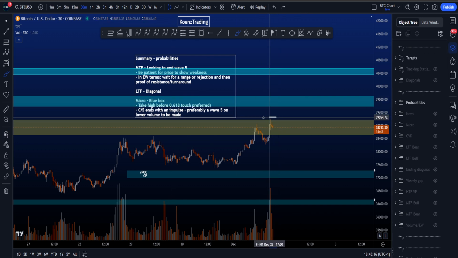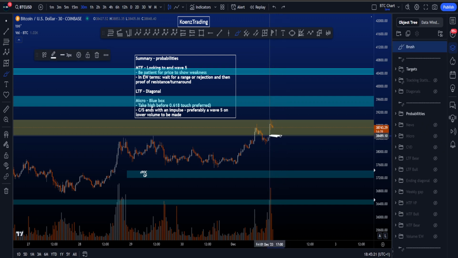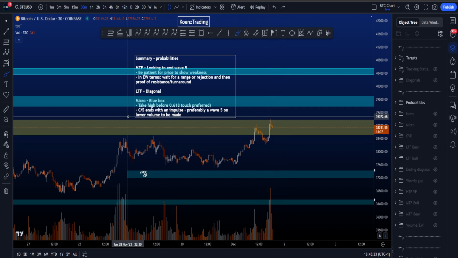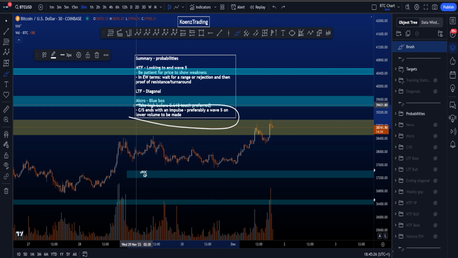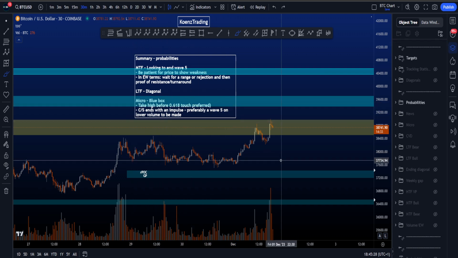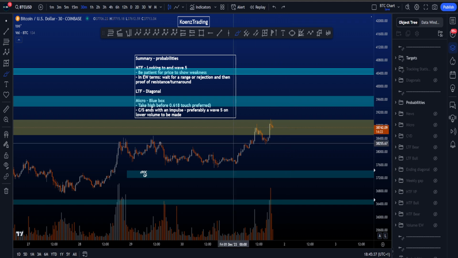Preferably here, taking the high then without touching the 0.618 that I've shown earlier in the video. And also here, wave C/5 ends with an impulse. A wave C is also an impulse. Preferably, you then see a wave 5 on lower volume. However, a wave C can end on high volume, right? As we've seen just now in this range earlier. So that's something to consider.